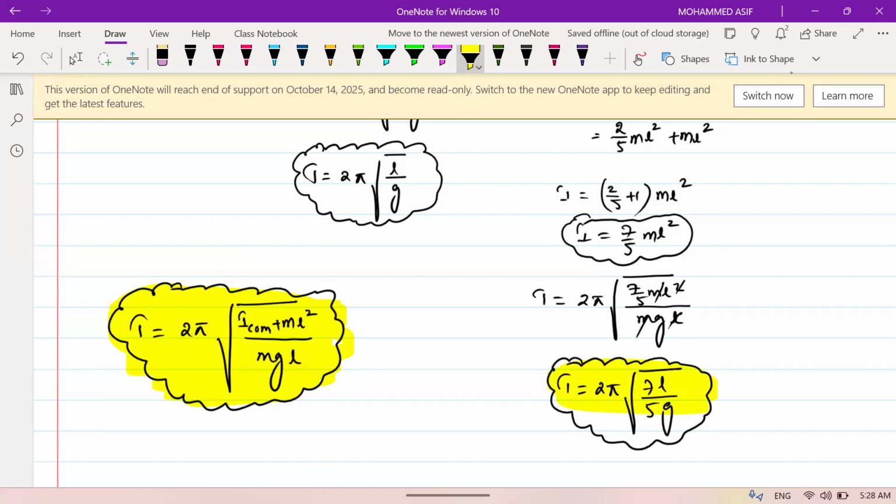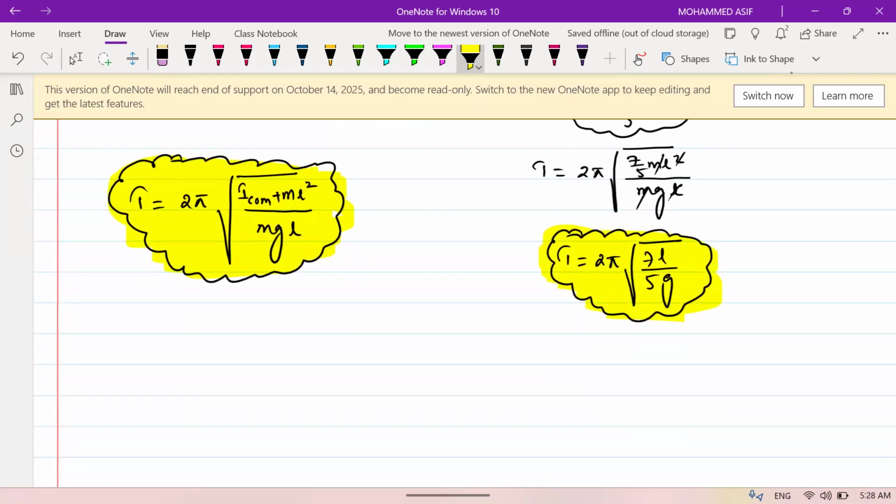Yes, sir. For a sphere, what is the moment of inertia? 2 by 5 m r square. If a rod is given, m l squared by 3 or m l squared by 12. Like that, we can use the relations. So time period for a simple pendulum is given by the formula T is equal to 2 pi under root of L divided by g. Am I clear? Yes, sir.